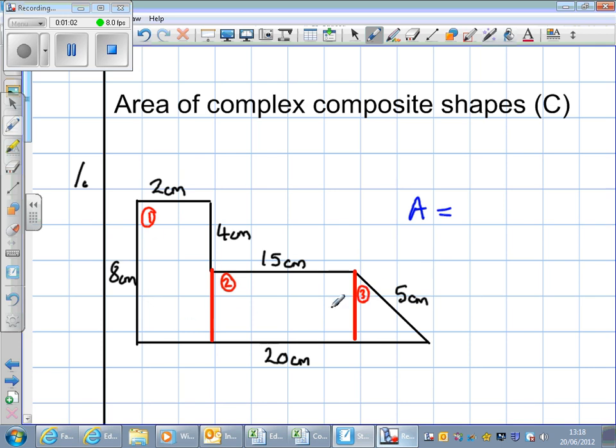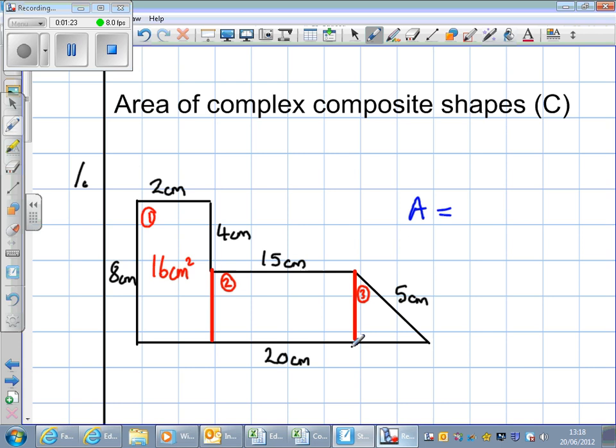So the total area of this composite shape is the area of shape 1, added to the area of shape 2, added to the area of shape 3. Let's work out the simpler ones first, because in the exam we're going to pick up method marks for doing so. The base of this shape is the same as the height, it's a rectangle. So it's 2 times 8, 16 centimeters squared.